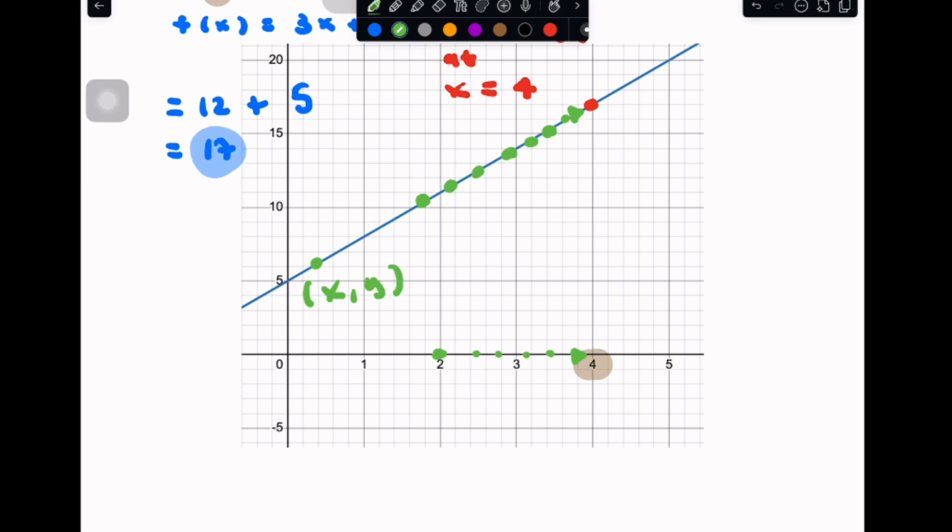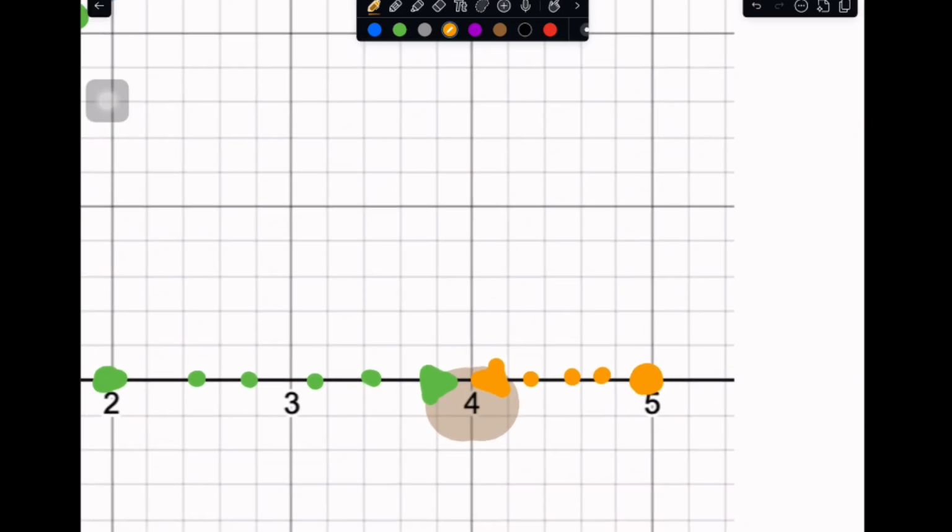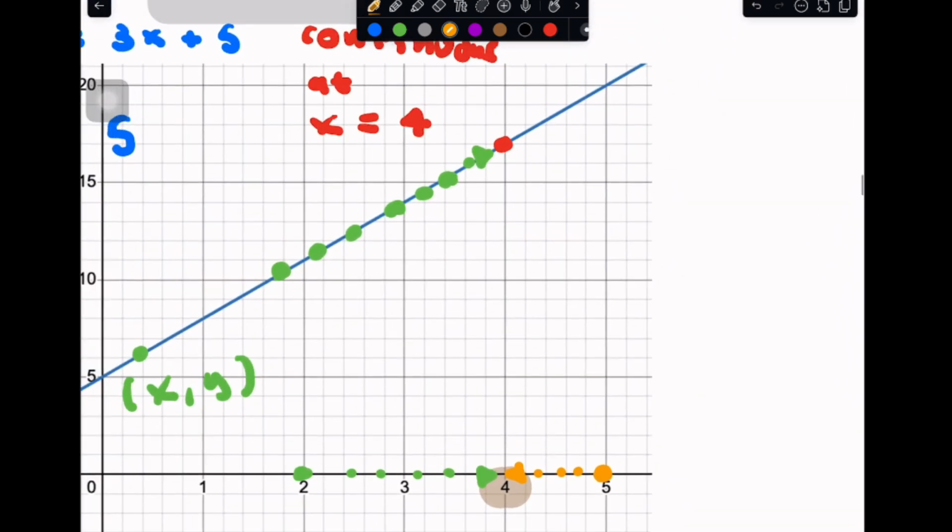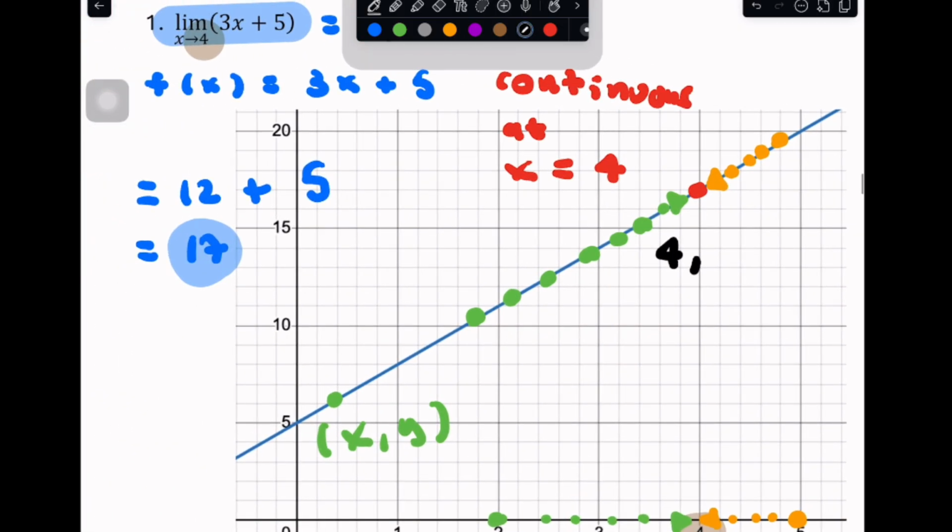Is that right? And then on the other side, you can start anywhere. You can even start at 5. Just get closer and closer to the number what? 4. And on the curve, it's a line. You're approaching the same exact location. Is that right? What's the location? Well, the x value is 4. And what's the y value? It's 17.